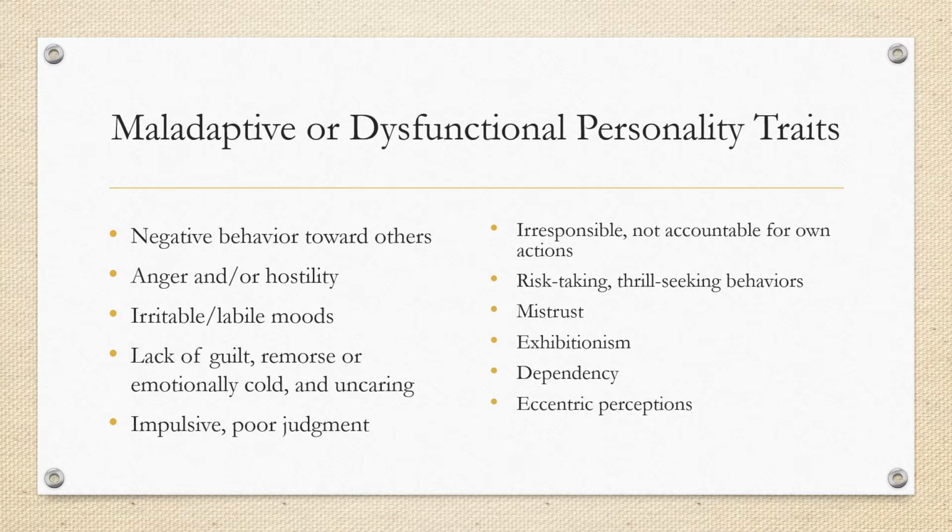Maladaptive or dysfunctional personality traits may include negative behavior towards others, anger or hostility, irritable and labile moods, a lack of remorse or guilt, impulsivity, distractibility, or poor judgment, not accepting responsibility for their own actions, engaging in risk-taking behaviors, mistrust, exhibitionism, dependency, and eccentric perceptions. A person with a personality disorder will not have all of these traits. Rather, the traits that are present are the basis for distinguishing one personality disorder from another.